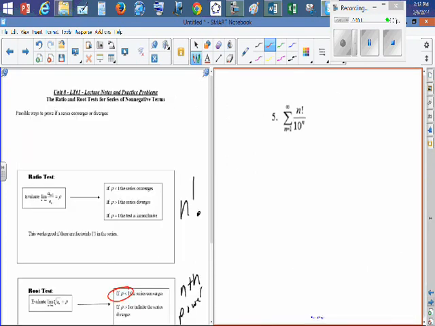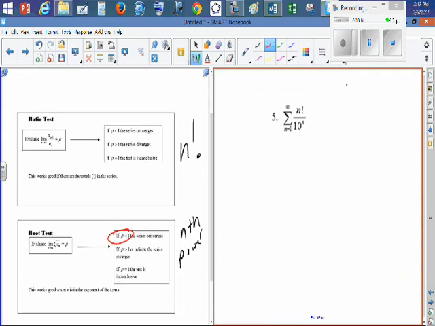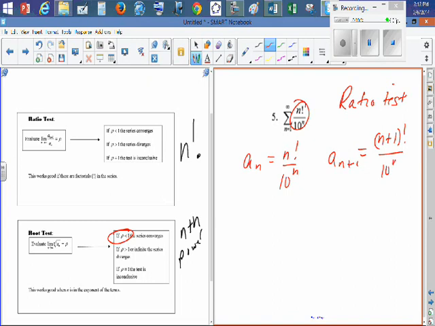Okay, next one. This is number 5 on the packet. So hey, here I see a factorial, so I'm going to use the ratio test. So we need to get our nth term, which is n factorial over 10 to the n. That's your nth term inside your sigma. I need to get my next term, which is a sub n plus 1. That's n plus 1 factorial over 10 to the n plus 1. Remember, with the ratio test, we're trying to figure out what the ratio of 2 consecutive terms is. So it's like taking the 5th term and dividing it by the 4th term, or taking the a sub n plus 1 term and dividing it by the term in front, which is a sub n.